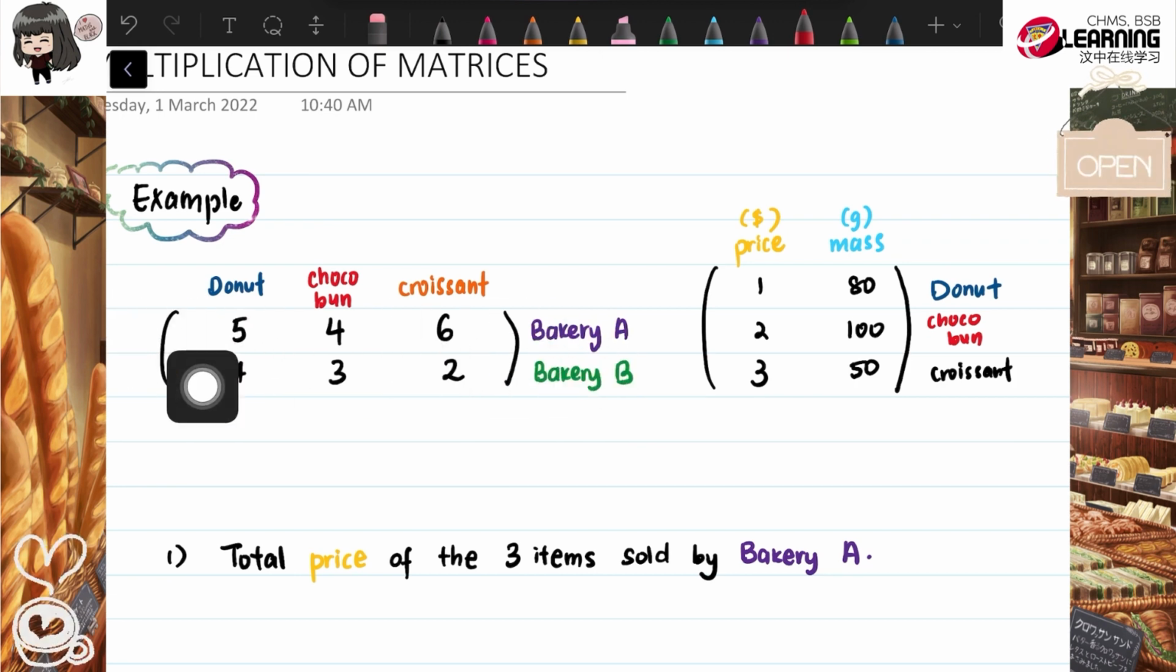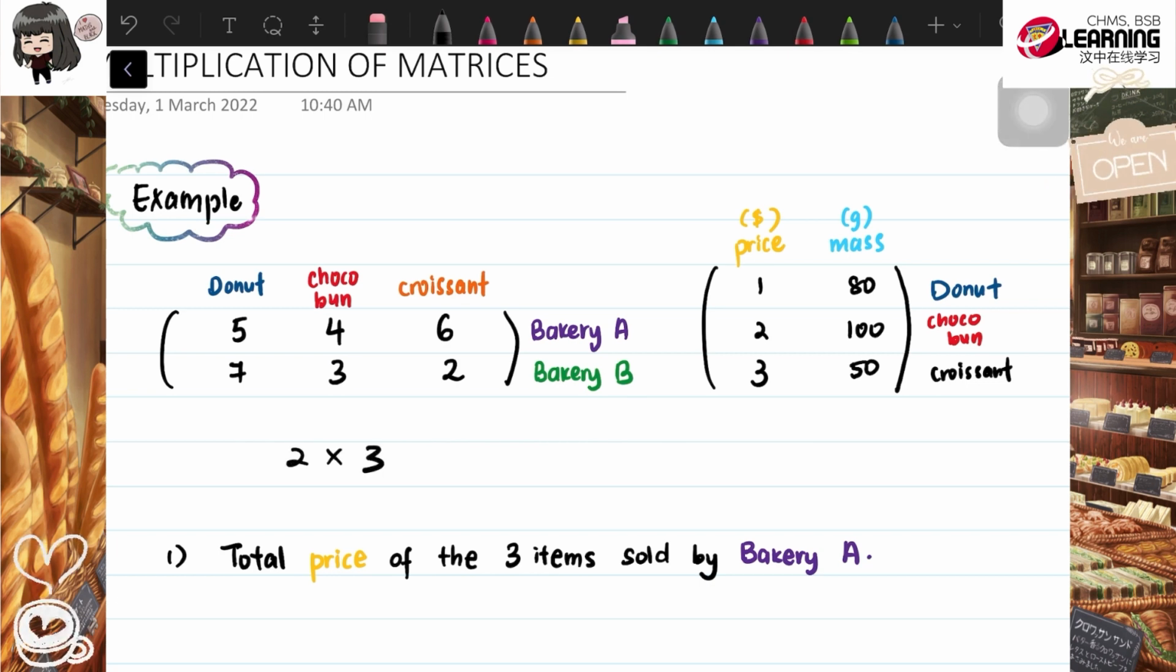Can you look at this first? The first matrix here, let's talk about order first. The order for this matrix is 2 by 3: 2 rows and 3 columns. And this matrix over here has 3 rows. For rows, we look at the horizontal first: 1, 2, 3, so 3 rows by 2 columns. So this is 3 by 2.